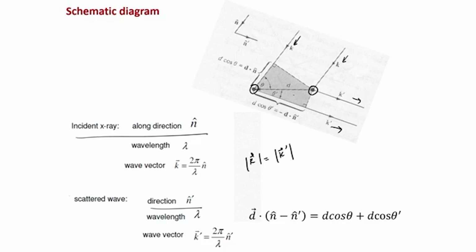So, if you actually draw a vector from one lattice point to another lattice point, that vector connecting the two lattice points is equal to d. So, no sectioning of planes is done, and no specular or mirror-like reflection has been assumed.